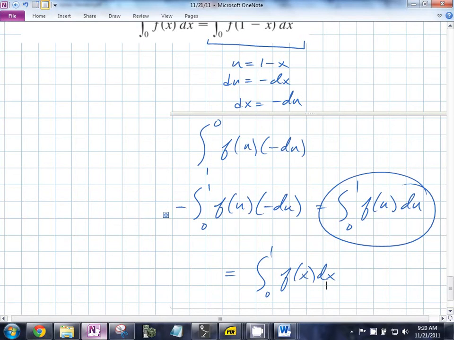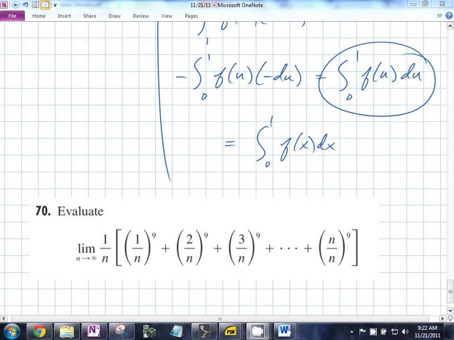Which is what? 1. If n is really, really, really big, what does this go to? 0. So you're infinitely close to 0, and you're infinitely close to 1. So this is actually the integral from 0 to 1 of dx. Yep, that's it. That's what it is.